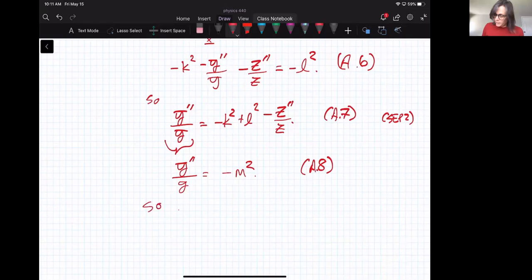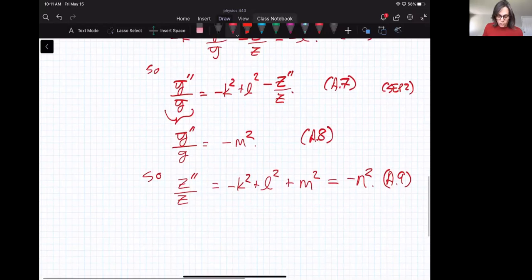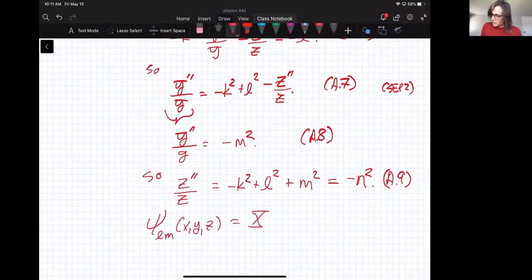And so we get z double prime over z is equal to minus k squared plus l squared plus m squared, which we'll call minus n squared. Right? Then the trick is to go backwards. If we recall that our function psi, which we'll denote with subscripts l and m, a function of x, y, and z, is equal to basically x sub l, y sub m, and z sub n.